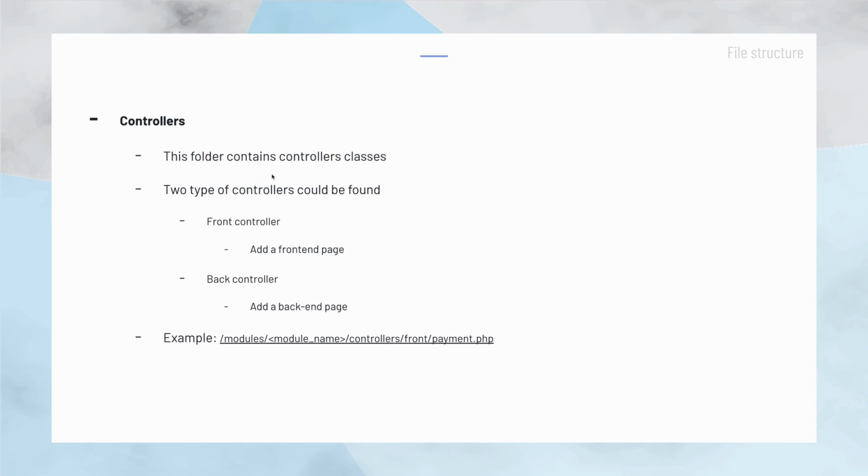This folder contains basically controller classes. Two types of controllers could be found. So we have front controllers, which basically add a front-end page to our website, and the back office controller, which simply adds a back office page to our website. That would be something like a configuration page for, let's imagine, some parameters that we are using with our modules. So here's an example here.